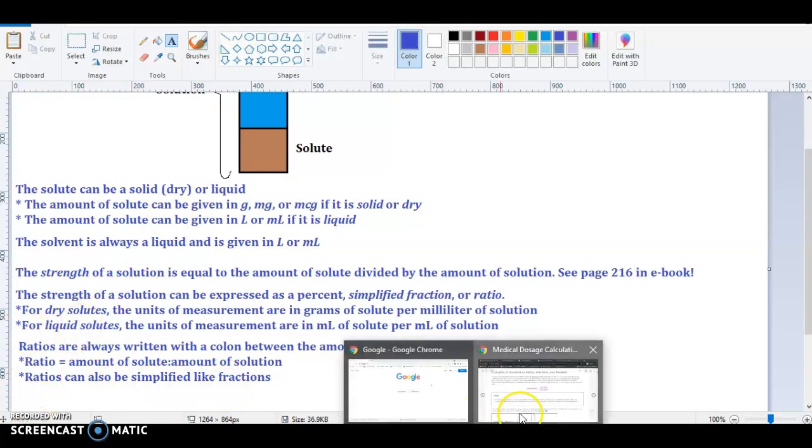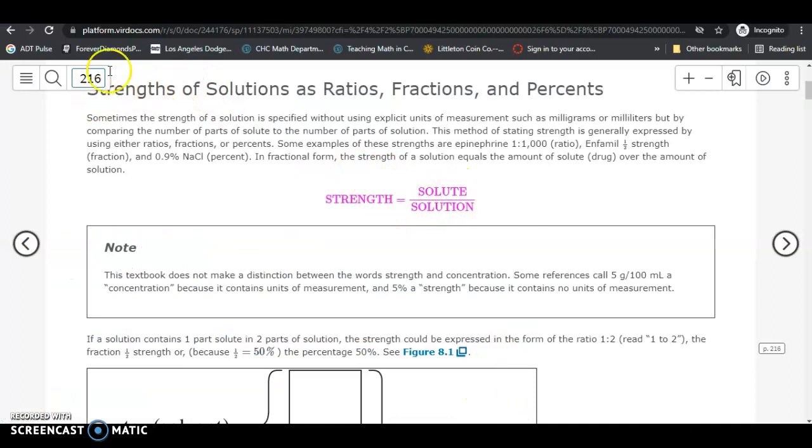Okay, so let's go back to the book here. So this formula that appears on page 216 of the ebook is actually on page 215 in the hard copy of the book. So the page numbers that you see here in the ebook may be slightly different than the page numbers in the hard copy of the book. So keep that in mind.